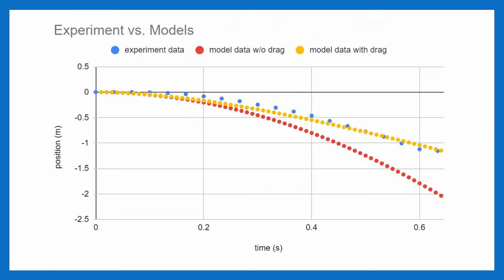Here we can see the comparison between the three modes of analysis: the Tracker video's data, the model with only gravitational force accounted for, and the model with both drag and gravitational force accounted for. As you can see, the model without drag predicts the cup to fall much more quickly than the reality, whereas the model including the drag force predicts the final position much more accurately.